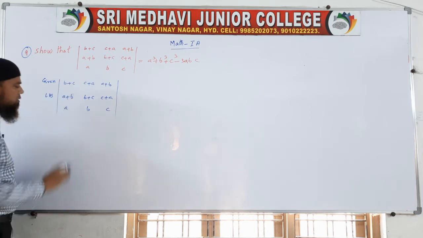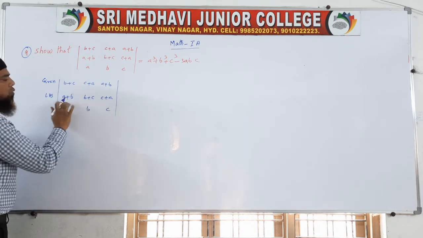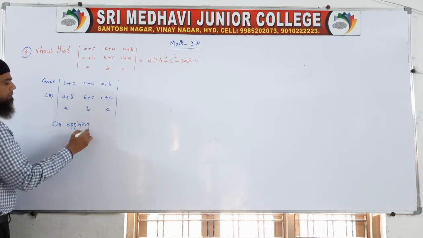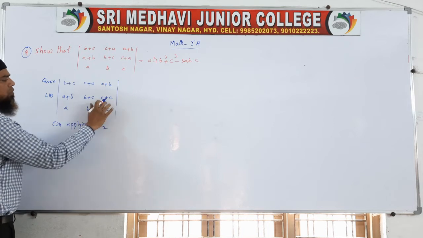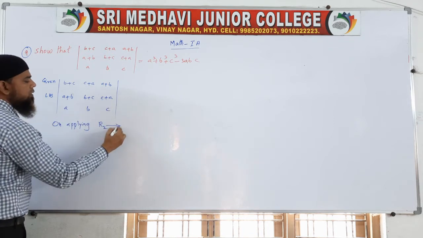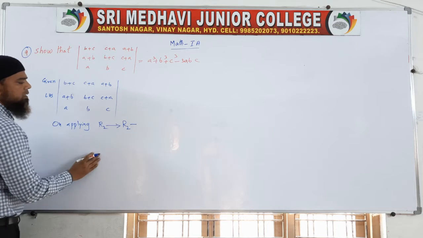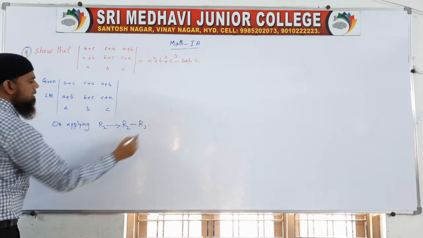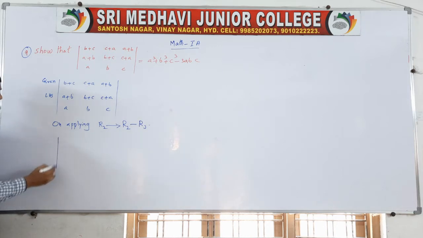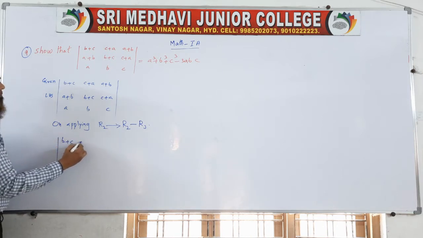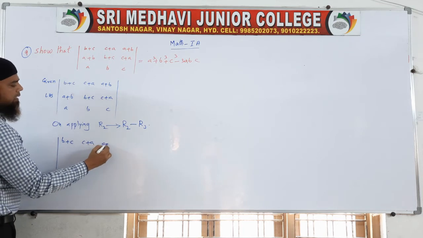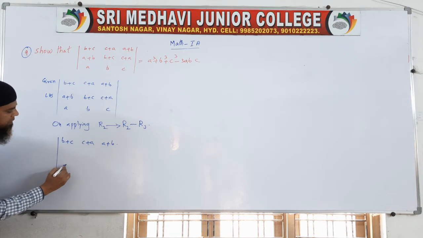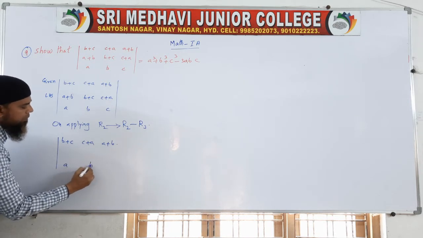So now I am going to change R2. On applying, I want to change R2 now, so I am writing R2. R2 tends to R2 minus, which one I am using? This a belongs to R3. R2 minus R3. b plus c, c plus a, a plus b. Now R2 is changed, and afterwards we are writing a, b, c.